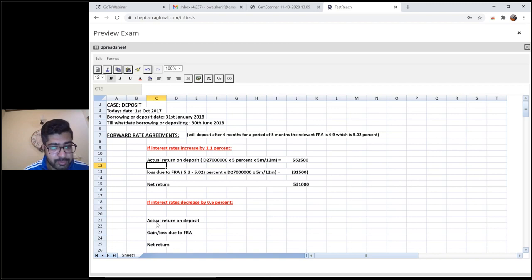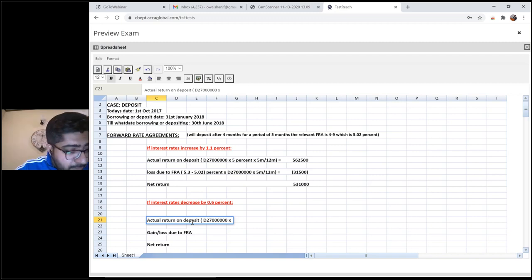How do we get the actual return on deposit? It's the same formula: amount, into rate of interest. Sorry, the central bank rates are 4.2. If interest rates decrease by 0.6, they become 3.6.